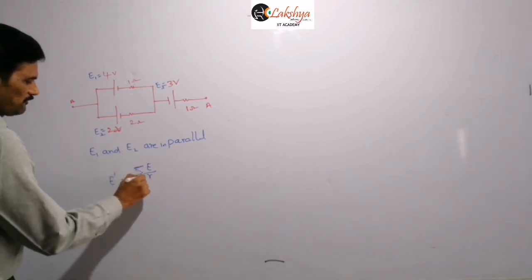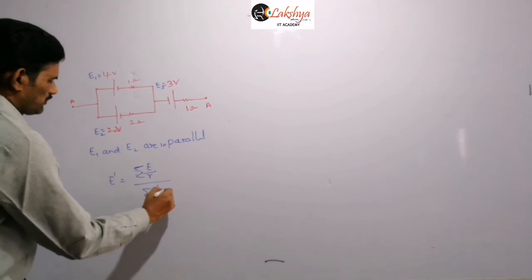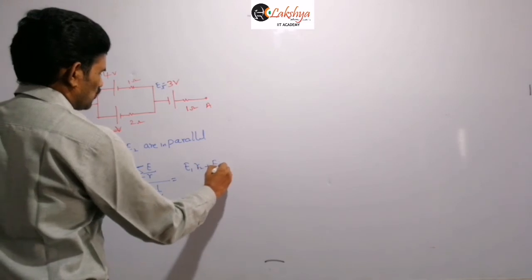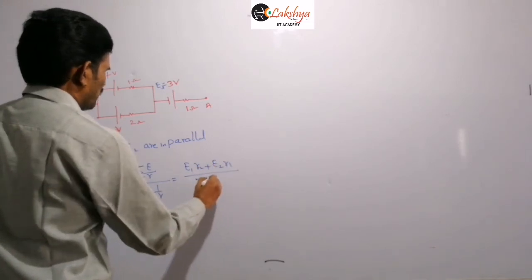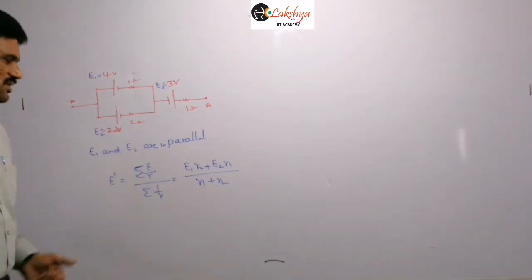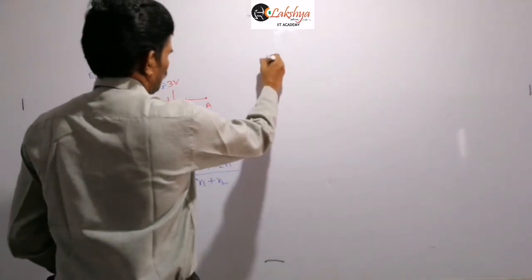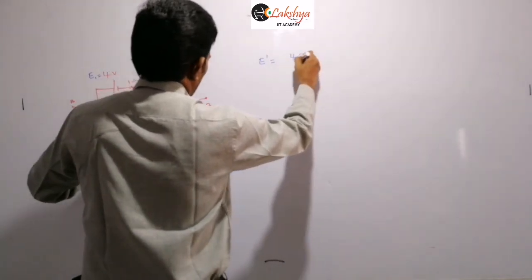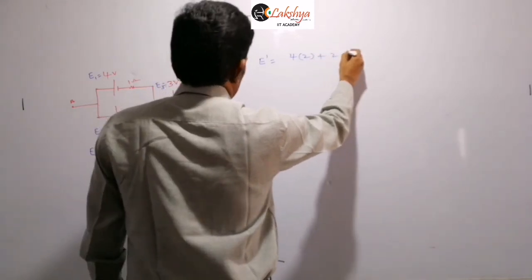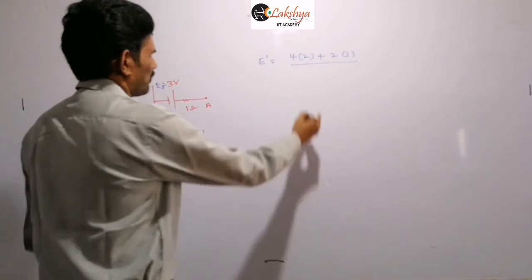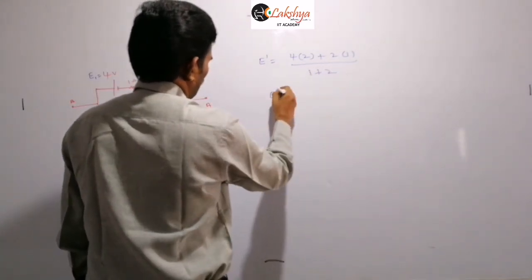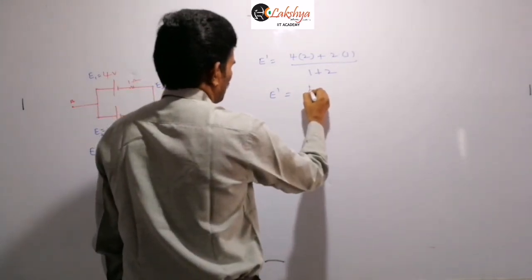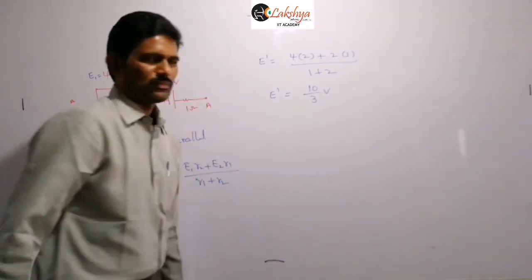Sigma E by R divided by sigma 1 by R. Or for two cells, you can write this expression also as (E1 R2 plus E2 R1) by (R1 plus R2), right, in case of two cells. Now this E dash is equal to (4 into 2 plus 2 into 1) by (R1 plus R2, which is 1 plus 2). Therefore, the E dash value is (8 plus 2) by 3, which is 10 by 3 volt, right?